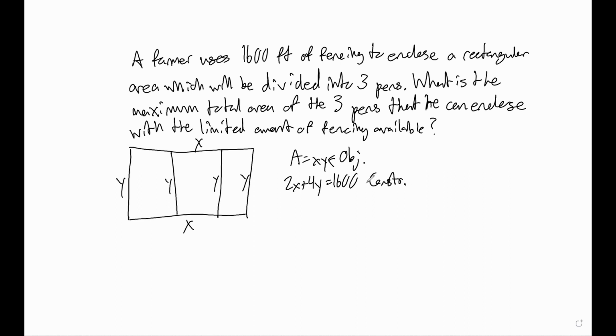So our objective function is what we're trying to maximize in this case, which is the area. So area equals x times y. And our constraint is what is already given in the problem. So we know that 2x plus 4y is going to equal our 1,600 feet of fencing.